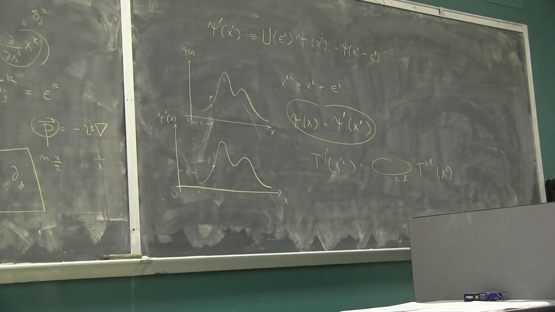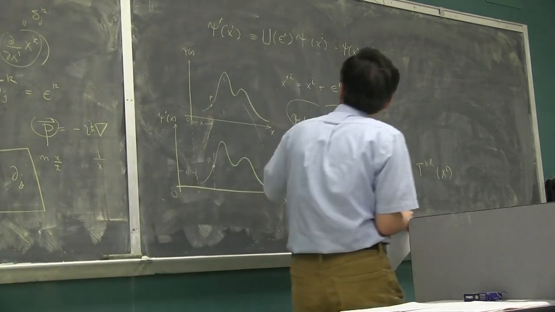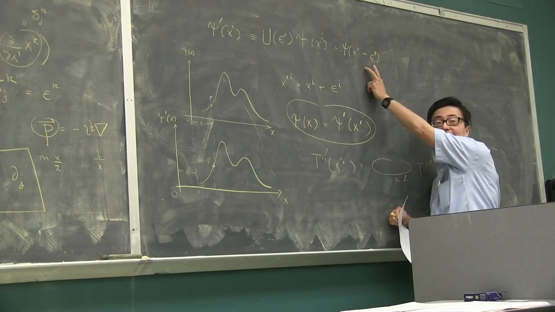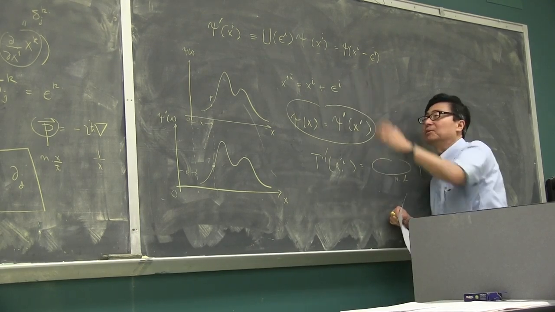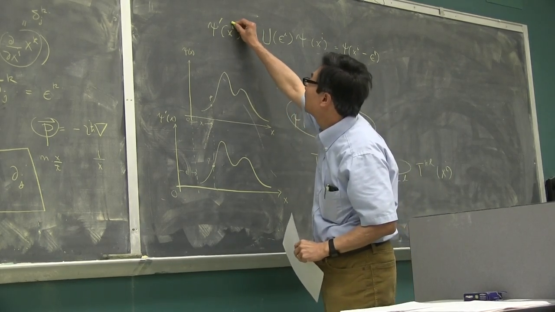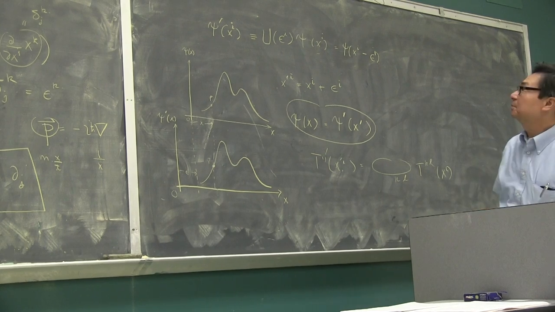Okay? You get the new variable by adding epsilon to the old variable, right? So obviously by adding epsilon to the old variable, you get to the new variable. The new variable is always related to the old variable by adding epsilon to the old variable.